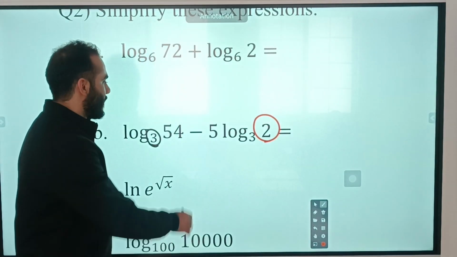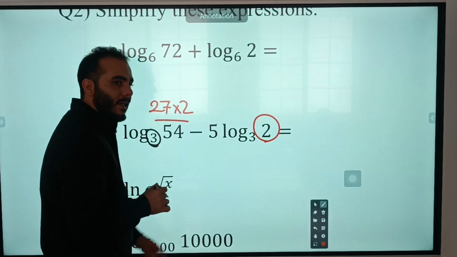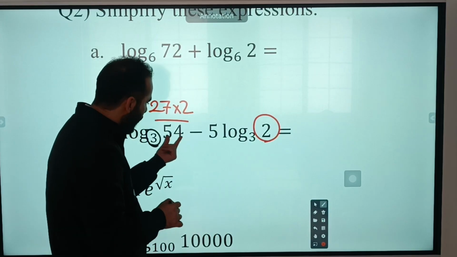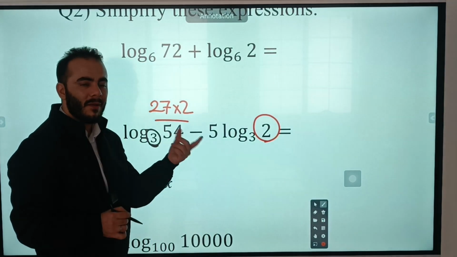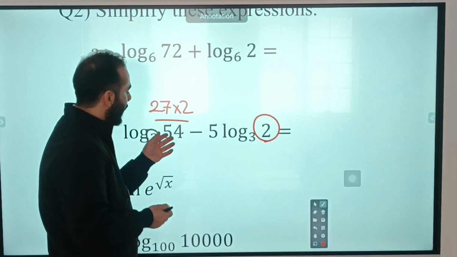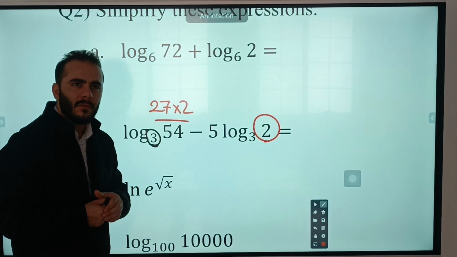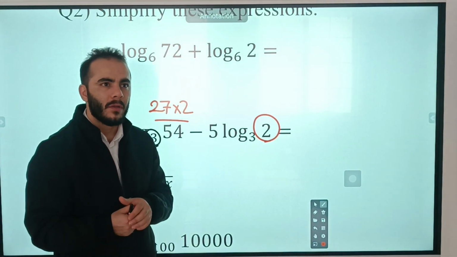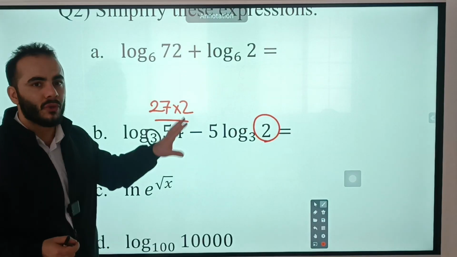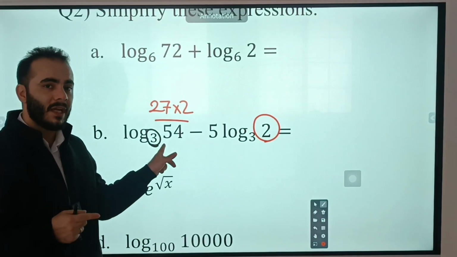But the best way is, if you change 54 to 27 times 2, that's going to help us to simplify it in the easiest way. Otherwise, 54 can be written as 6 times 9, so you can go on that way as well. So either 6 times 9 or 27 times 2. 27 times 2 is the best way, because 27 can help us, and you will see how.